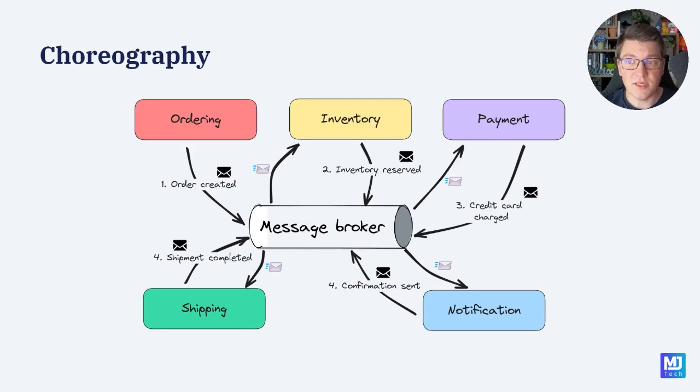Event choreography is an alternative approach to implementing orchestration. Instead of having one component that will communicate with all of the individual components, our system will just execute the entire flow as a part of individual steps. So the ordering service would create the order and then publish an order created event. The inventory service would react to this event and publish an inventory reserved event. The payment service would react to the inventory reserved event and publish a credit card charged event. Then the notification service can react to this event, send a confirmation email to the customer, and publish a confirmation sent event. And finally, the shipping service can react to the confirmation sent event, start shipping the order to the customer, and publish a shipment completed event.